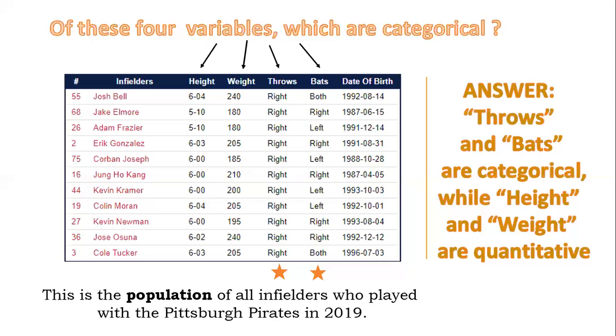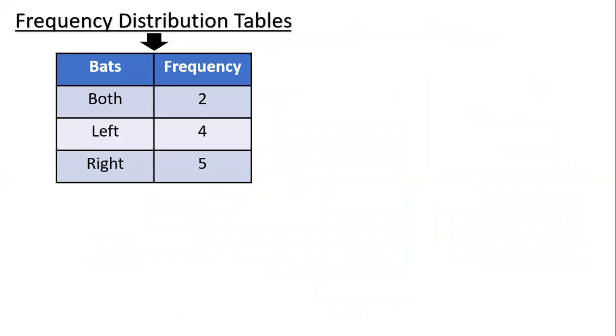What if we wanted to try to summarize those findings? One way to do that would be to make something that we call a frequency distribution table. Notice here that what we've done is in one column we've listed the possible values for the bats categorical variable, which are both and left and right. And then in another column we've listed the frequency, or the count, of the number of cases that had that particular value. Frequency distribution tables are a very common and very useful way of summarizing information about a categorical variable and the values it can take.